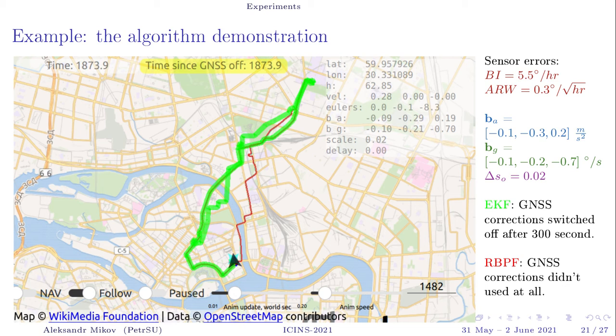Before going to the discussion of the obtained results, let us first demonstrate the operation of the algorithm in a completely autonomous or dead reckoning mode. The slide shows two trajectories. The green one, the result of the EKF algorithm. In red, the trajectory recovered by the developed algorithm.